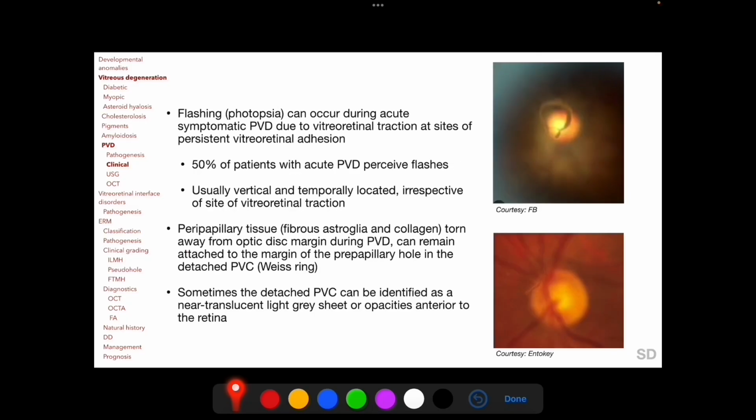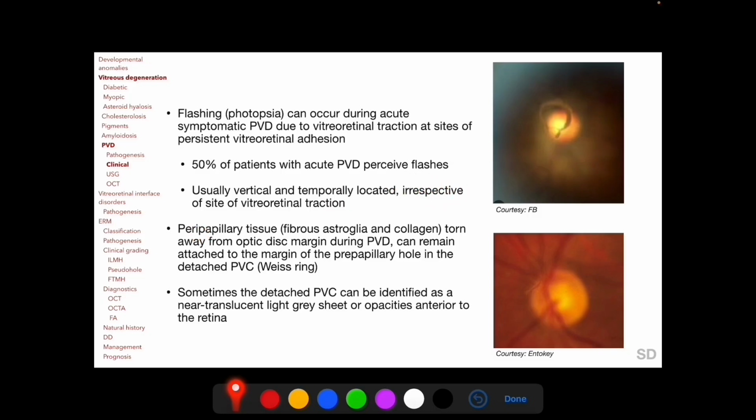The other symptom of posterior vitreous detachment is flashing or photopsia, which occurs due to vitreoretinal traction at sites of persistent vitreoretinal adhesion, but only 50% of patients with acute PVD perceive flashes. The flashing perception is usually vertical and located in the temporal quadrant, irrespective of the site of vitreoretinal traction.